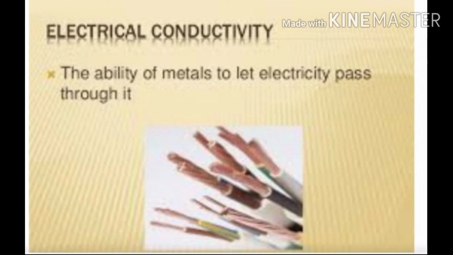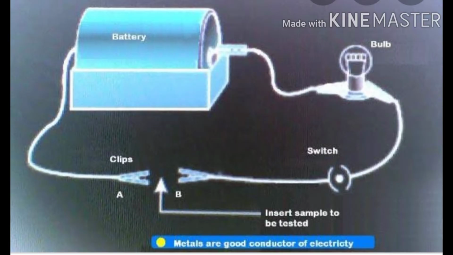Now let us see another property, that is electrical conductivity. The ability of the metal to let electricity pass through it is called electrical conductivity. Let us understand this with the help of the activity given in your book. Set up an electric circuit as shown in this figure. For this we have to take a battery, bulb, switch, clips and metal wire, and we have to arrange this in the form of an electric circuit.